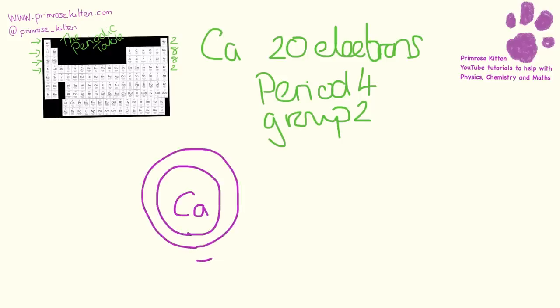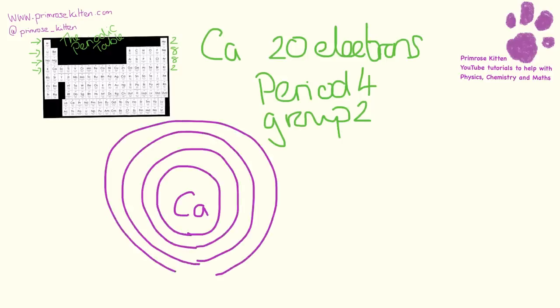1, 2, 3, 4. We start filling up from the middle using our rules here. So 1, 2, 3, 4, 5, 6, 7, 8, 9, 10, 11, 12, 13, 14, 15, 16, 17, 18. You'll notice that on the first shell I just put 2, on the second shell I just put 8, on the third shell I just put 8, and now on the fourth shell I'm just going to put 2. That takes us up to 20, and there are 2 electrons on the outer shell.